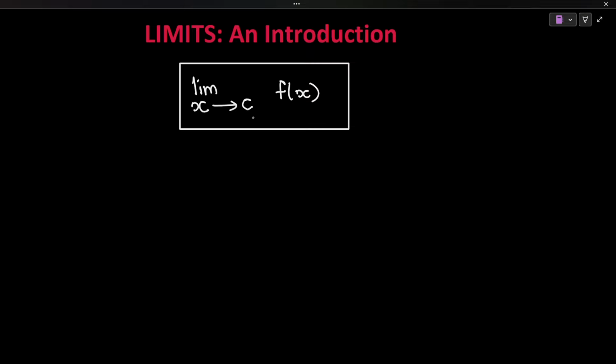That means that those x values are going to get closer and closer to c, which is going to cause our function to behave in a certain way. Meaning that as x approaches c, the function itself is going to approach a certain value as well. So we're trying to figure out what exactly is that value. To understand this better, let's look at an example.